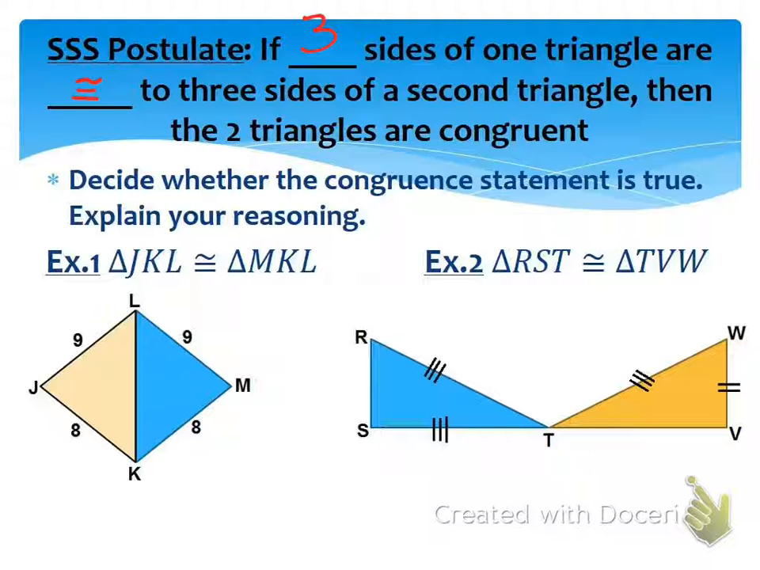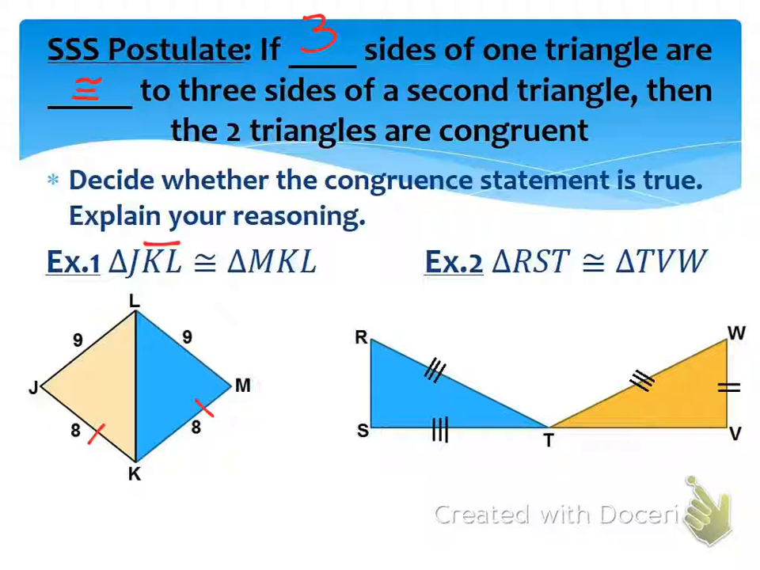All right, we are supposed to decide whether the congruence statement is true and explain our reasoning. So we have to decide, do we believe that triangle JKL is congruent to triangle MKL? Well, if that's going to be true, then side JK better be congruent to which side? MK. Is that true? Yes, because they're both marked with 8. So we know those are congruent. That's fine.